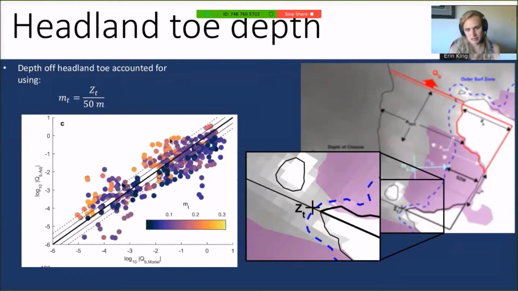So if we have that same plot from before, but now colored with this MT parameter, we see that for headlands with a deep headland toe, so the headland drops off quite steeply at the headland apex, then the parameterization QB is over predicting the bypass rate, whereas when it's quite shallow off the headland toe, it is under predicting the bypass rate.